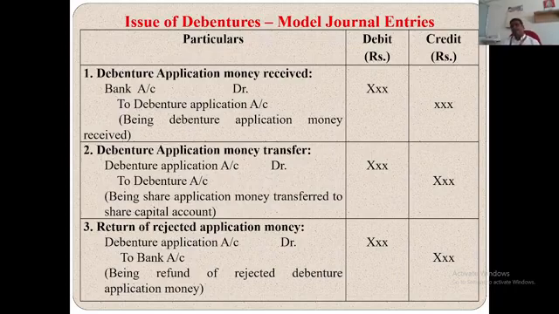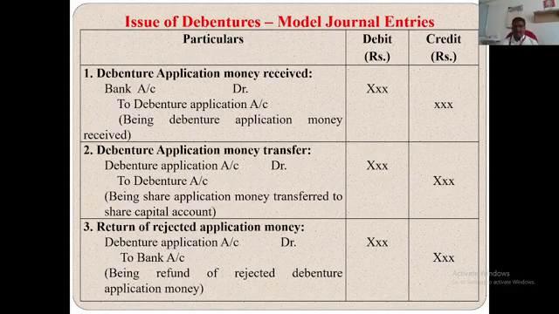Issue of debenture, model journal entry. In the books of Dash Company Limited, journal entry for the fresh issue of debenture. Debenture application money received: bank or cash account debit to debenture application account, being debenture application money received. The next, debenture application money transferred to debenture account. Journal entry: debenture application account debit to debenture account.